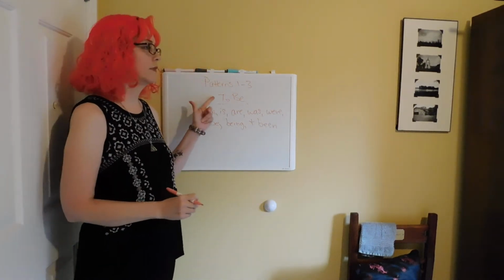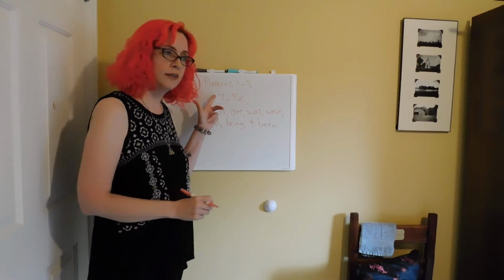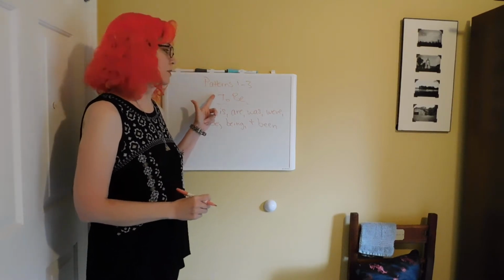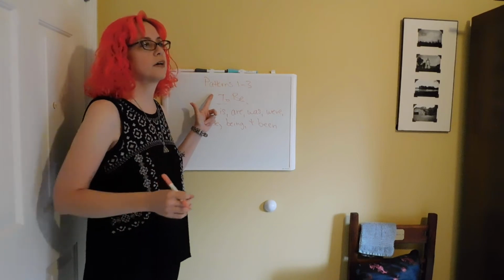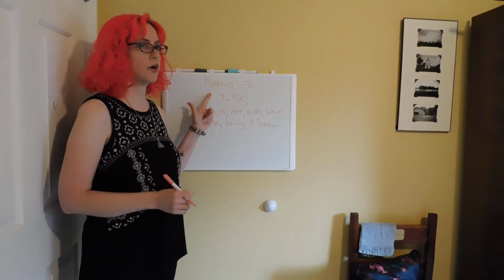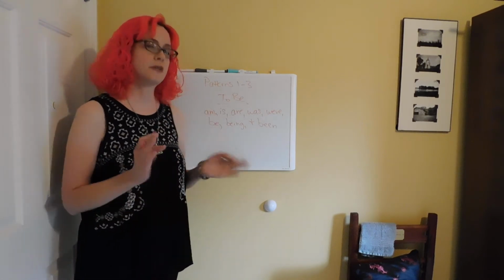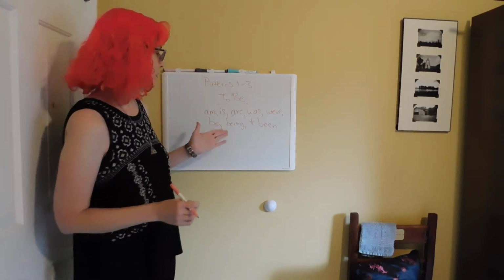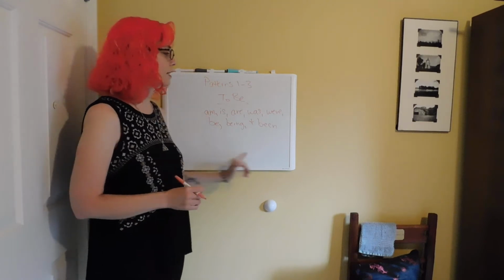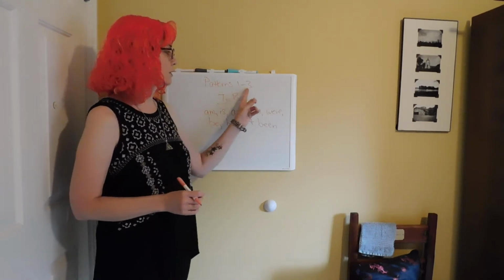So, the infinitive form, the unconjugated form of the verb is to be. That is the unconjugated form of any verb. To run, to walk, to talk. We always put the to in front of it. It's the infinitive form. So anytime a sentence is using any of these words, you are dealing with patterns 1 through 3.